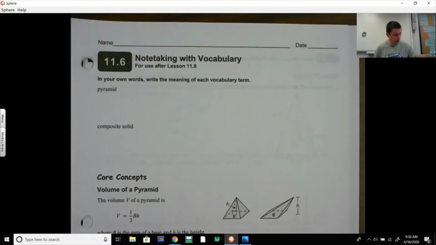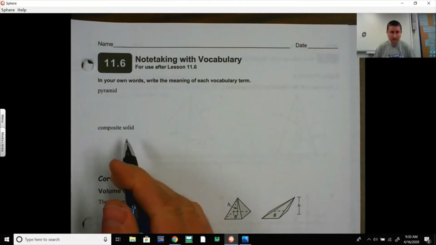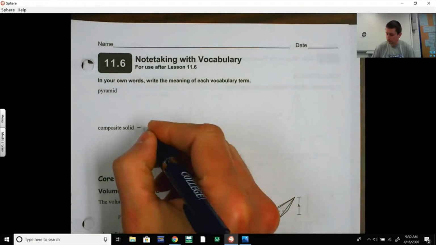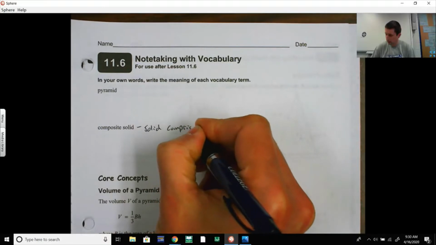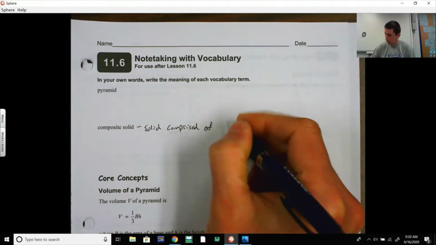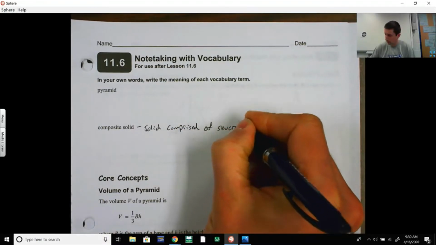Okay, so we have a pyramid. We know what the vocab is, composite solid. This is just a solid comprised or made up of several shapes.